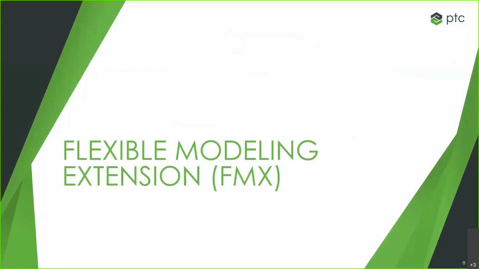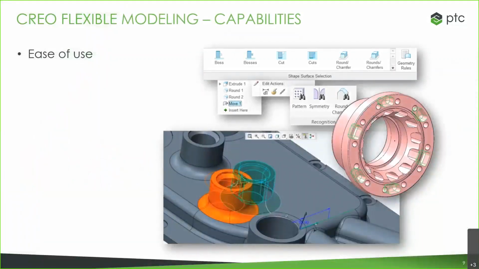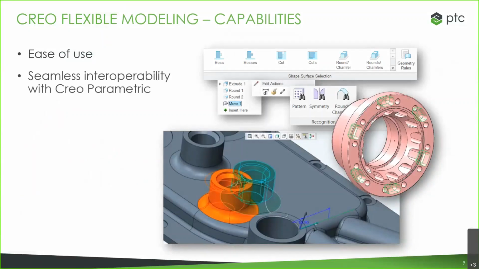So if you need to make late stage changes, you need to move something around, simply do that with the flexible modeling tool, or I might refer to it as FMX very often. Right off the bat, it's very easy to use. It's built right into Creo, uses the same exact user interface that you're already used to. And on top of that, it works seamlessly with our standard parametric design capabilities as well, so you can use them both at the same time.